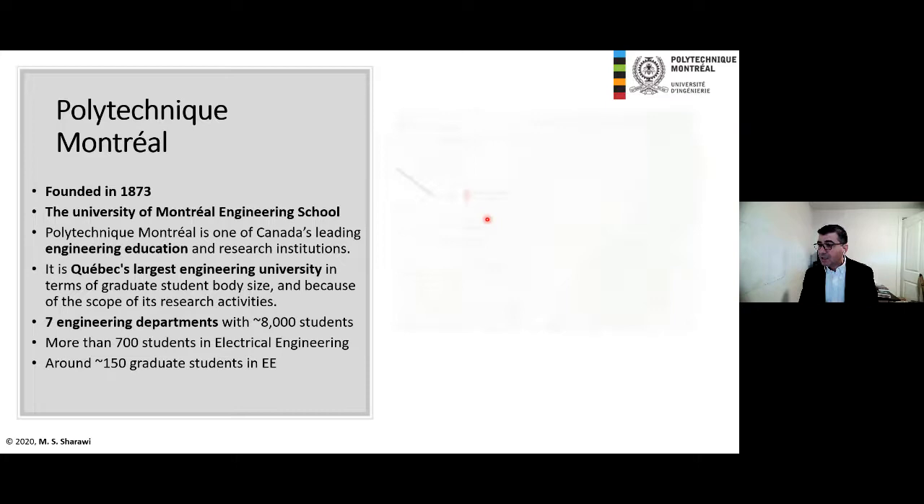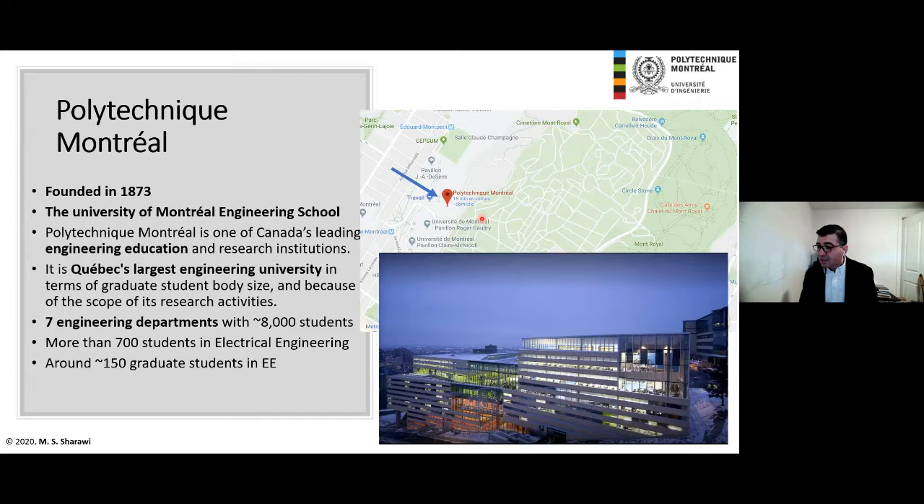This is just a night view in the winter, with some snow, of our two main buildings at Polytechnique Montreal.